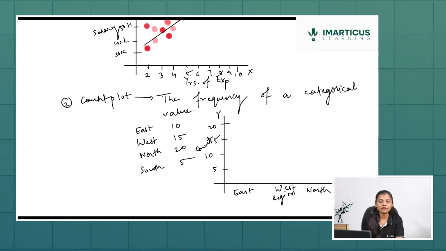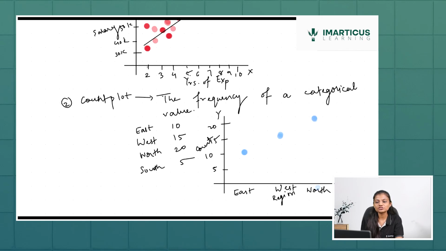And if I try to plot a graph over here, obviously I will not do a scatter plot. Why? Because if I try a scatter plot, I'll show you an example of why I'm not doing it. East is how many times? 10. So it will show like this. West as a region, how many times is it there? It's 15. So it is shown over here. North as a region is shown as 20.